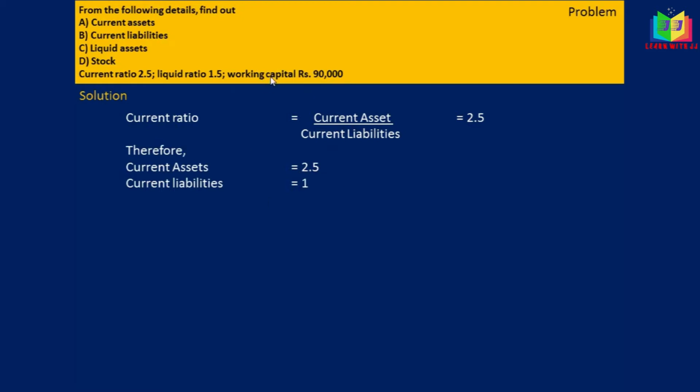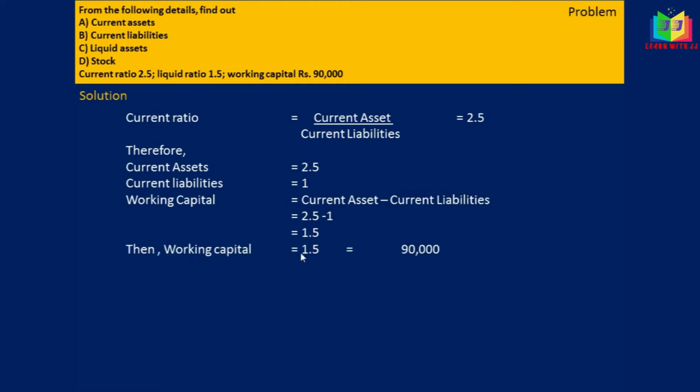Next, we have a clue here, the working capital. Using this working capital we have to proceed with this problem, and the formula to find working capital is current assets minus current liabilities. We know the ratio of current assets and current liabilities: current assets is 2.5 and current liabilities is 1. If we subtract, we get 1.5, that is working capital. Working capital equals 1.5, and that is equal to 90,000. The ratio of working capital is 1.5 and its value is 90,000, so we can find the proportion of this 2.5 and 1.